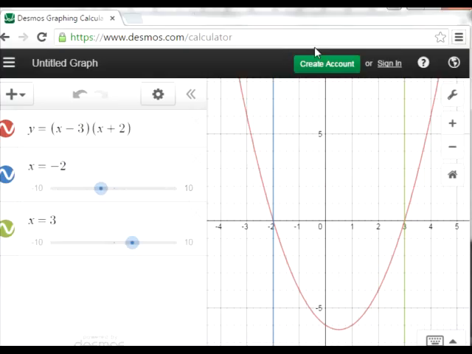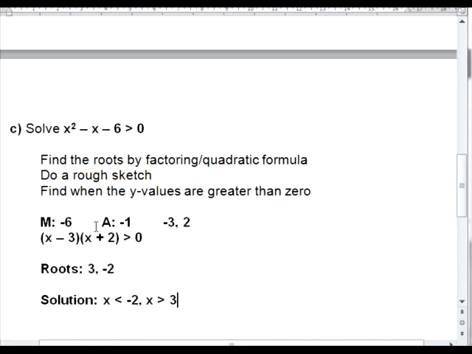So just going back to what I did there, looking at the graph, the y value, we want to know when this graph is above 0. We find our roots, do a rough sketch, and then find whether the graph's going to be above or below 0 at a specific point.